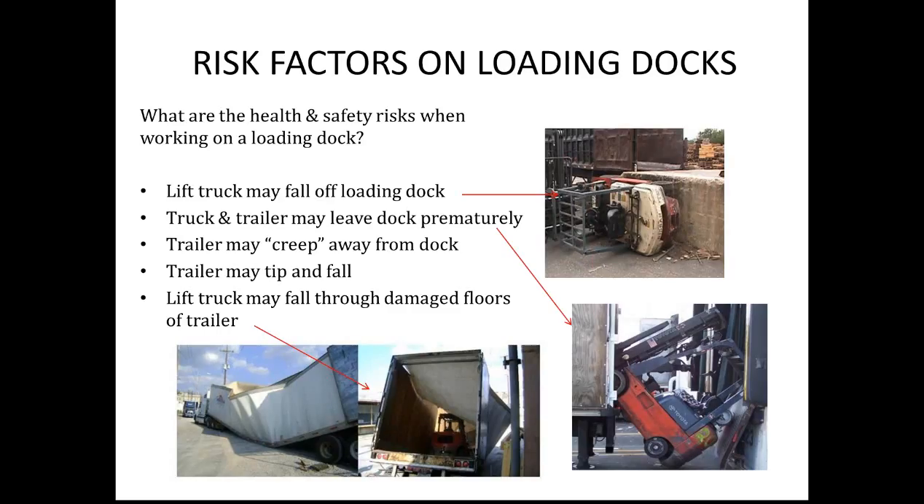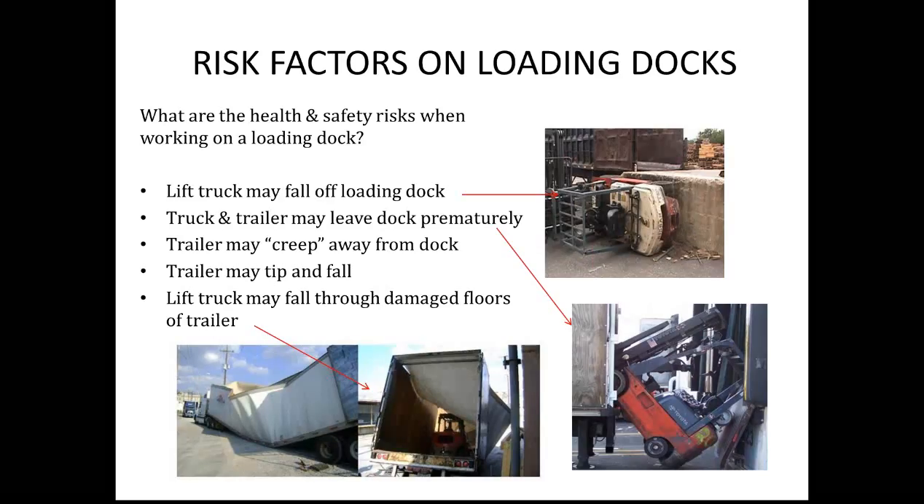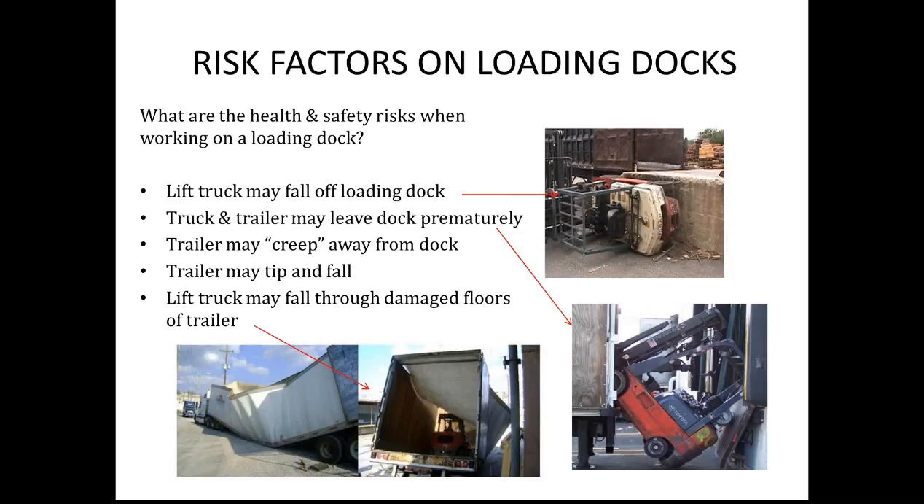The trailer may tip or fall. Usually that's due to the legs on a drop trailer giving way, or the trailer itself in poor condition collapses when a 5,000-pound machine goes on top of it, and here's a photo of it. Or simply put, you may have the forklift go right through the floor of the trailer. So we'll talk about how to prevent these types of accidents and the control procedures involved in them.